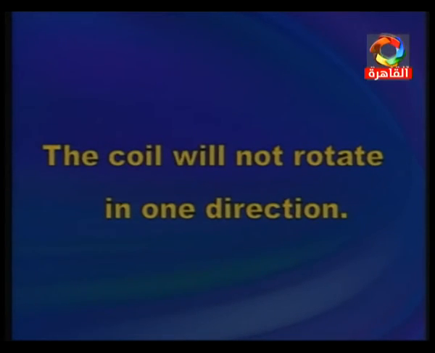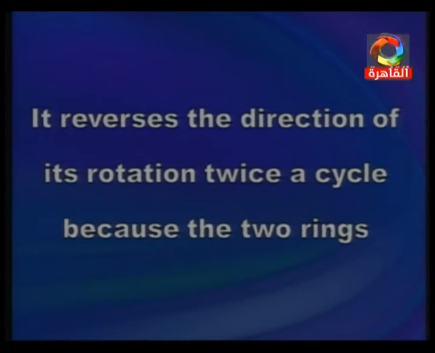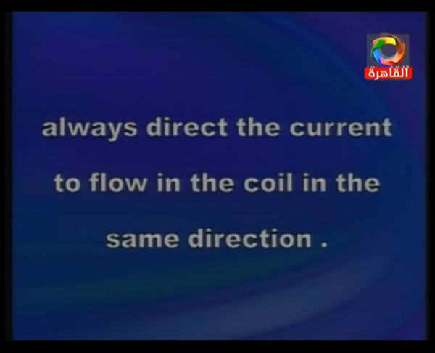The coil will not be able to rotate in one direction. Why? Because of the presence of the two rings. As a matter of fact, it reverses the direction of its rotation twice a cycle because the two rings always direct the current to flow in the coil in the same direction.